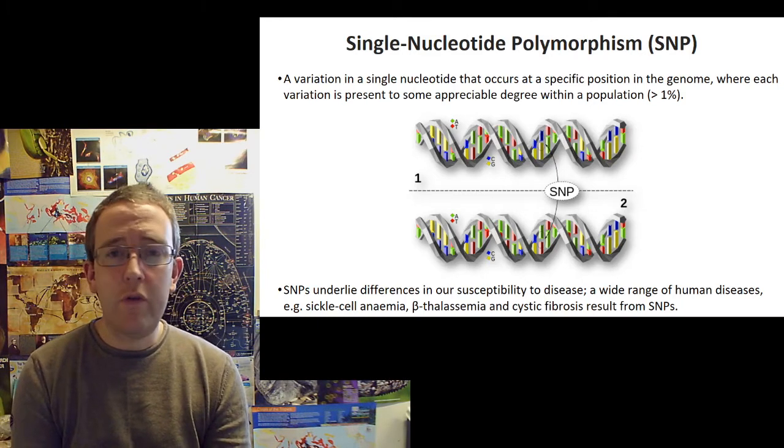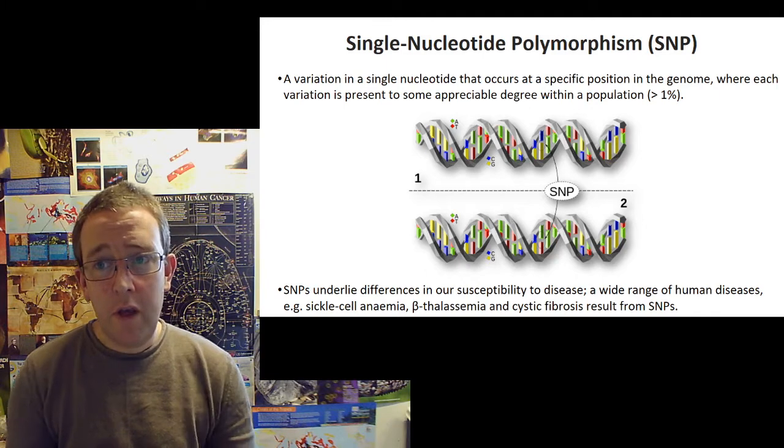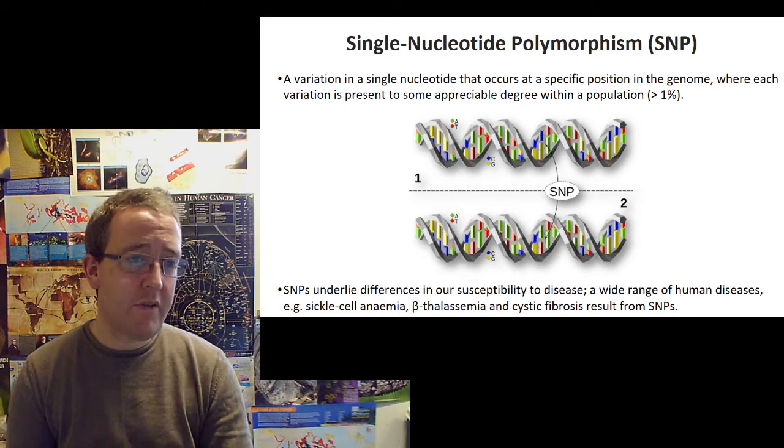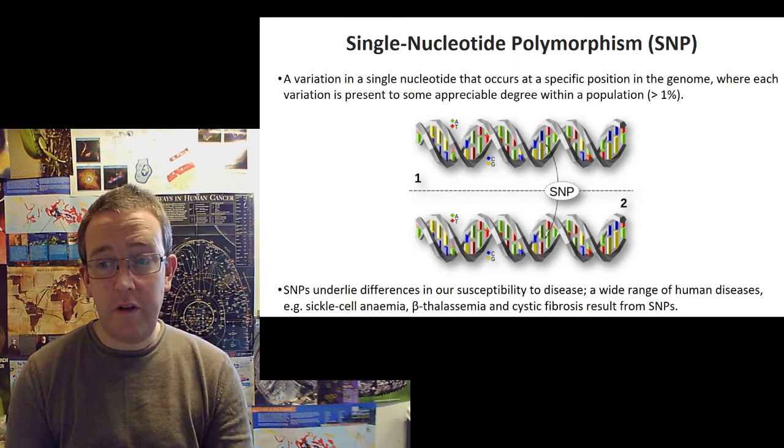Okay, so we only really call it a single nucleotide polymorphism if it's present to some appreciable degree within a population, so greater than 1% will have it. And SNPs underlined, as you can see, there are a few examples there at the bottom.